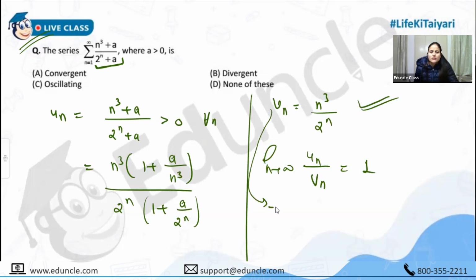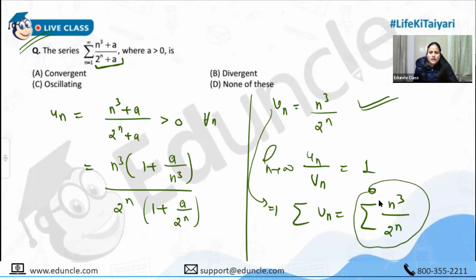Theek hai? Now abhi hamein is Vn series ke baare mein batana hai that the Vn series is convergent or divergent. Theek hai ji? Now it is not a P series, hai na? Neither a P series nor a geometric series. So we have to check its convergence. Now we can show the convergence of this series by using the ratio test.